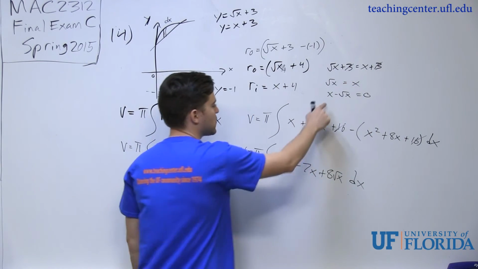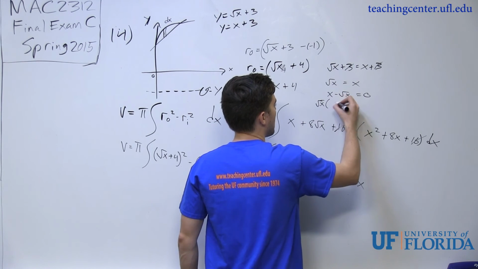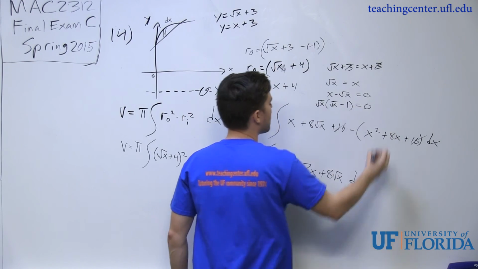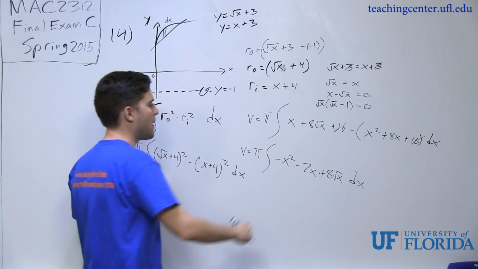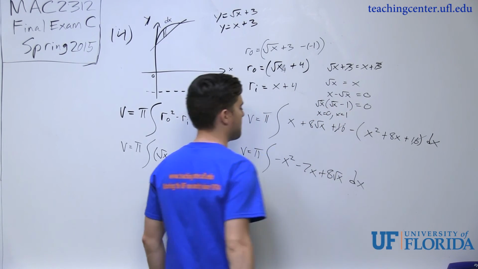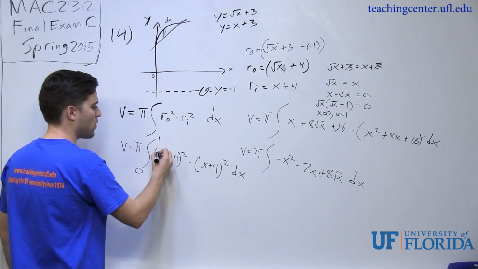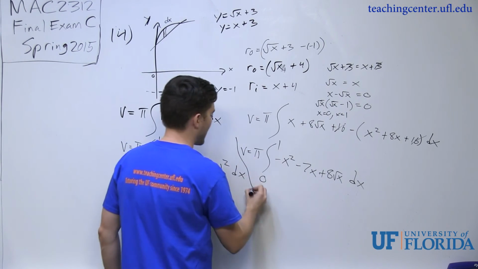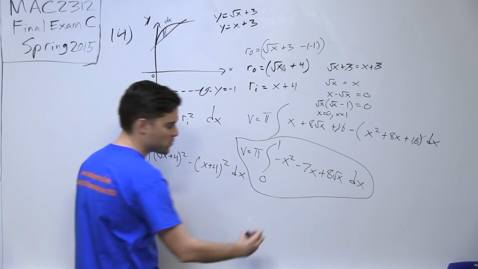So if I have x minus square root of x equal to 0, I can solve this. I can pull out a square root of x from both of them. That leaves me with square root of x times the quantity square root of x minus 1 equal to 0. If I set these two factors equal to 0 and solve, I end up with x equals 0 and x equals 1. So those are my two boundaries in this case, 0 to 1. Therefore I have my full expression for the volume, and that matches with letter E.